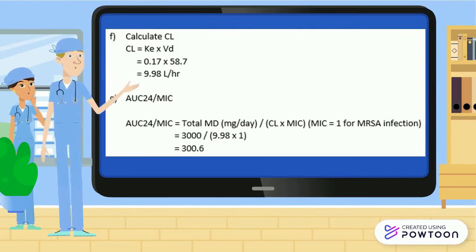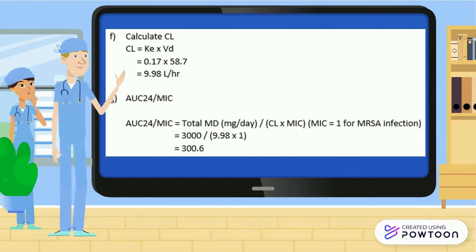So next, to calculate the AUC over MIC, we will first need to calculate the clearance. The clearance will be calculated using the formula of elimination rate constant times the new VD, and we will get the clearance of 9.98 liters per hour.